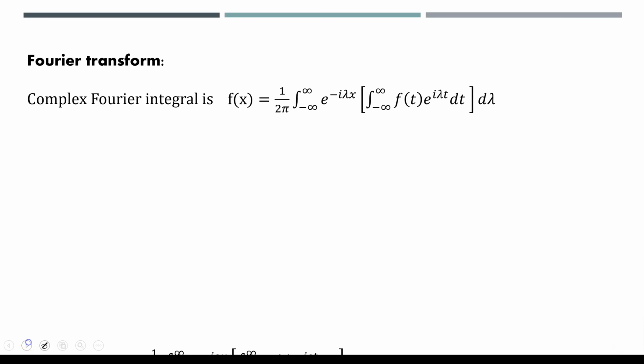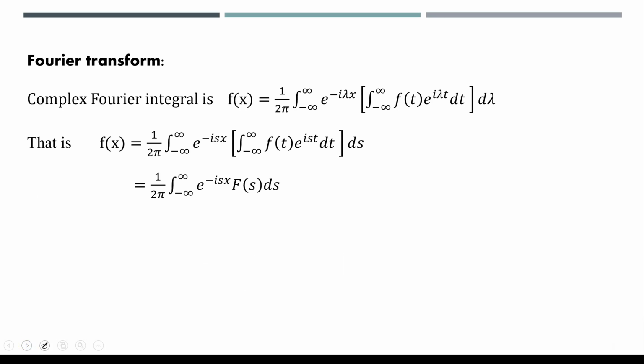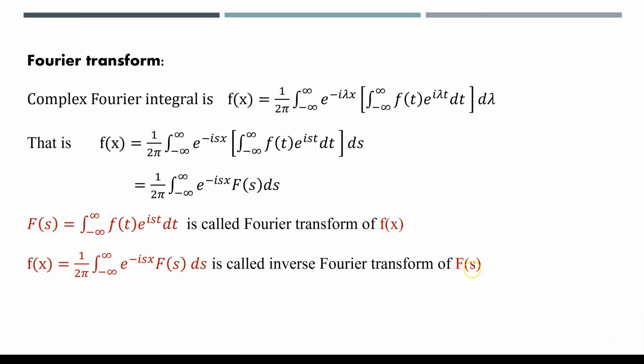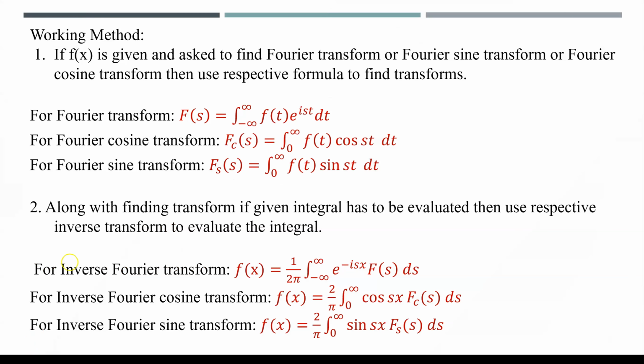Now, the working method is the same, and the formulae of Fourier transforms that we have discussed, we are going to use those formulae again. So here F of s is the Fourier transform and f of x is the inverse Fourier transform. We are going to use these two formulae in solving examples. Now we have already discussed this working method.